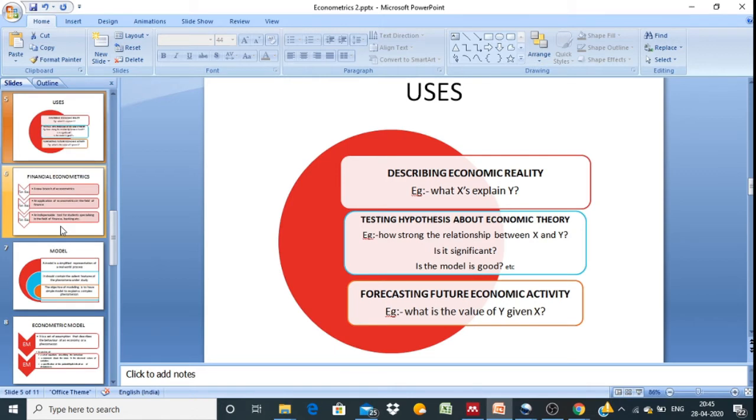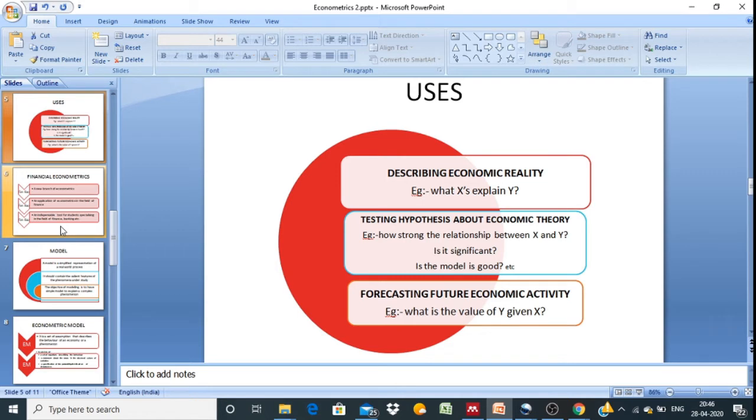What are the uses of econometrics? That is, in econometrics, we identify the independent and dependent variables and find out the relationship between these variables, and models are developed and applied in practical situations. That is, forecasting is made on the basis of these studies, these analyses.